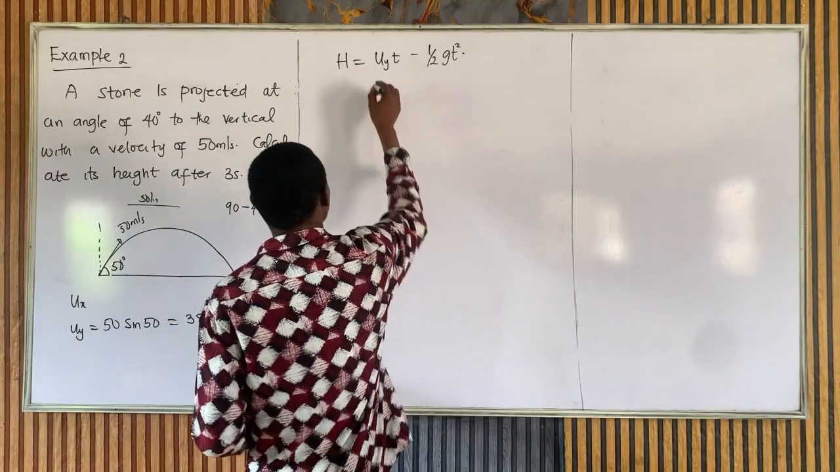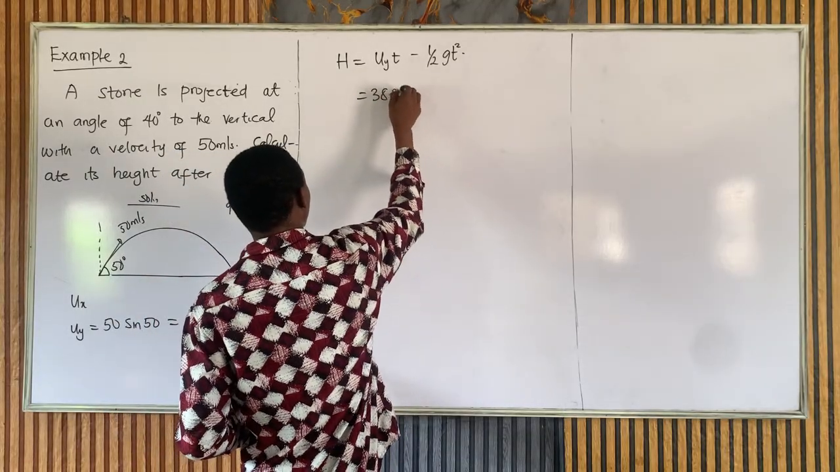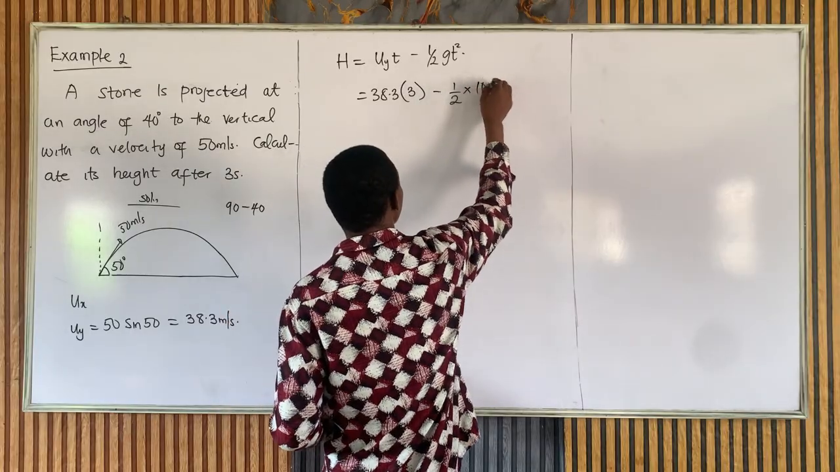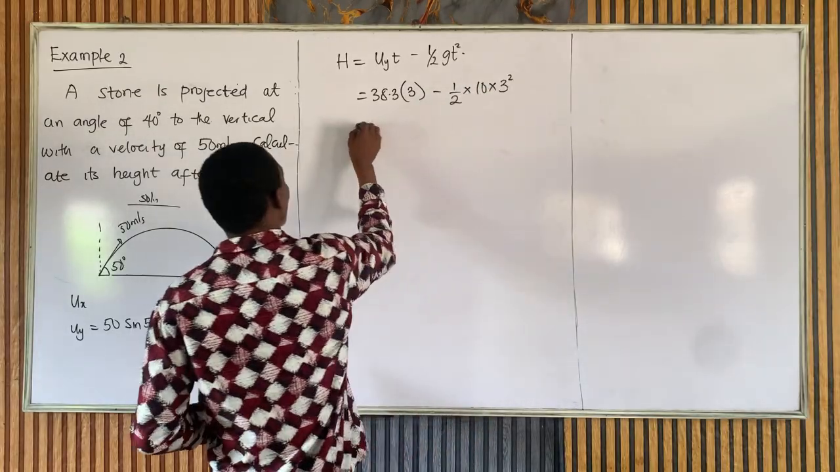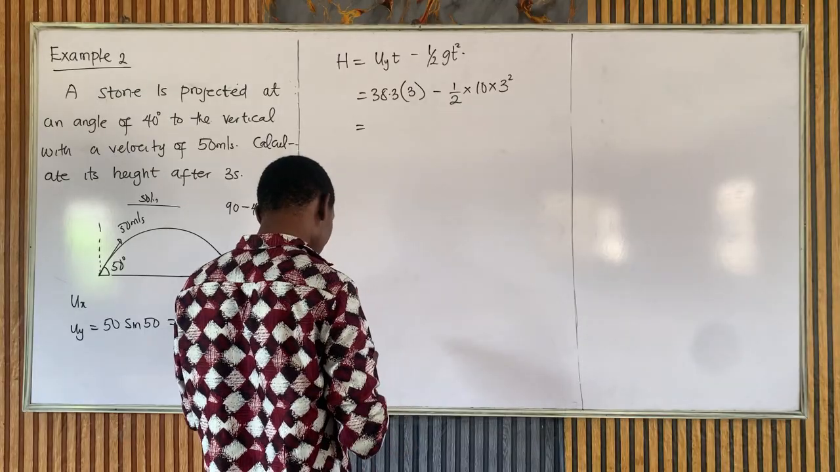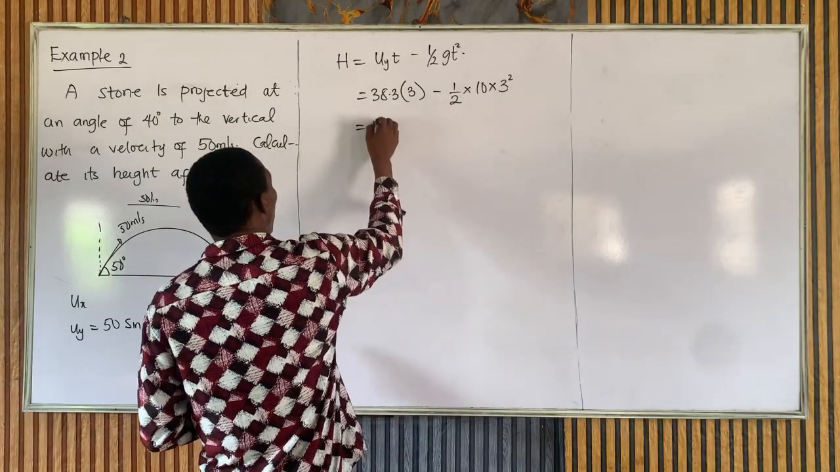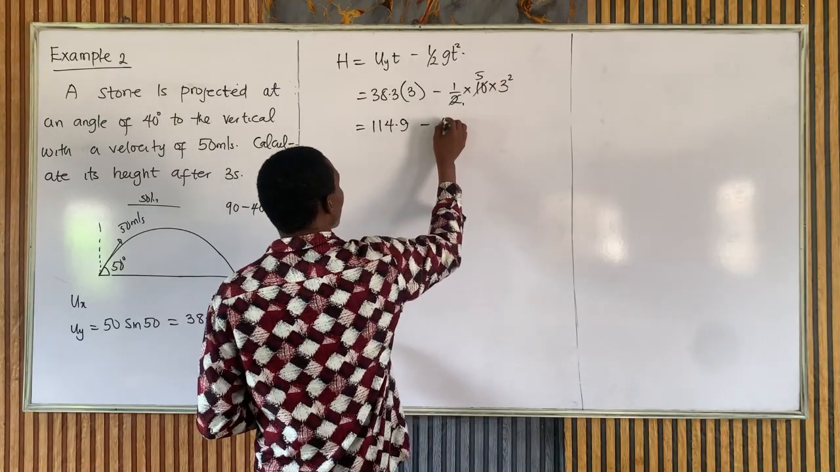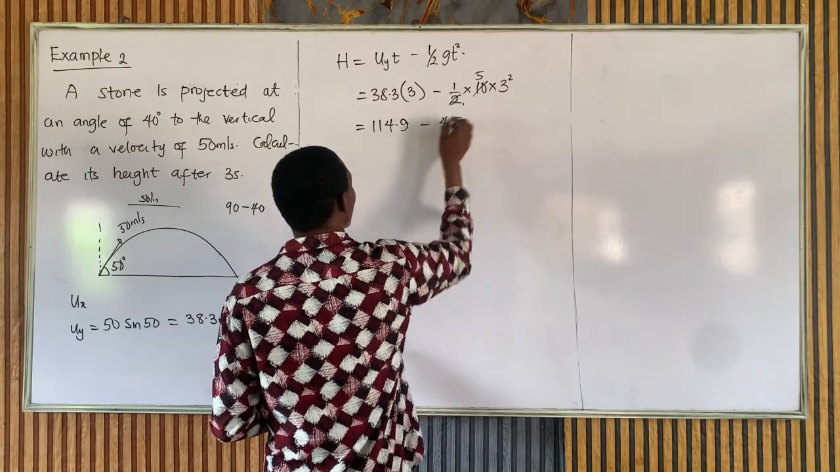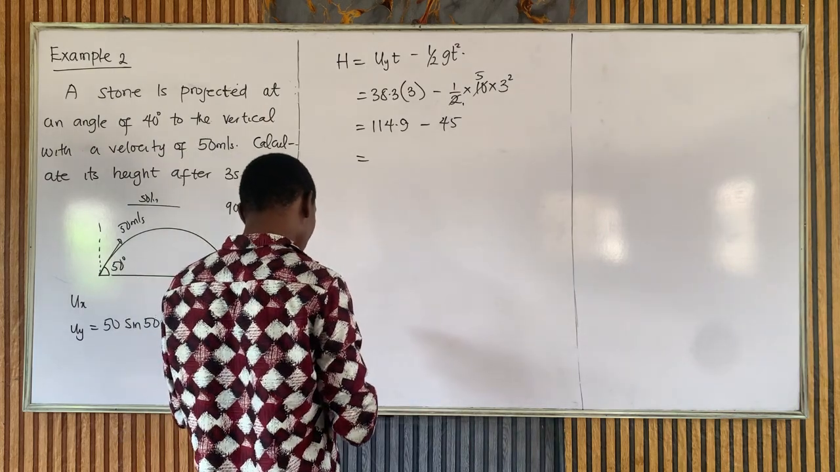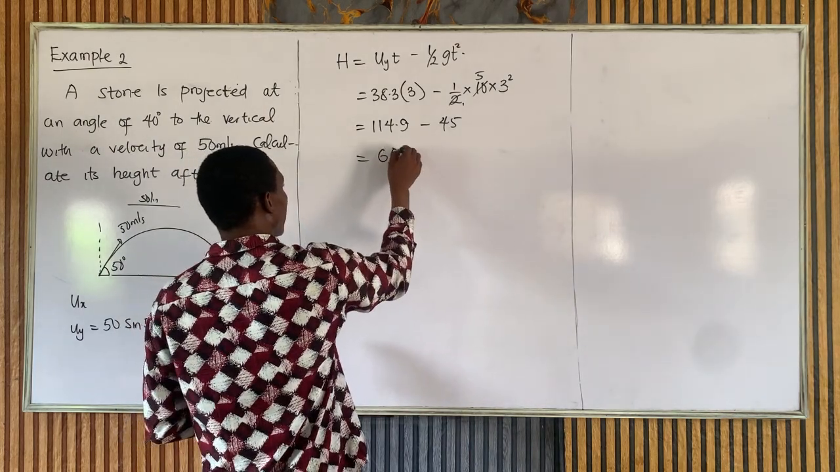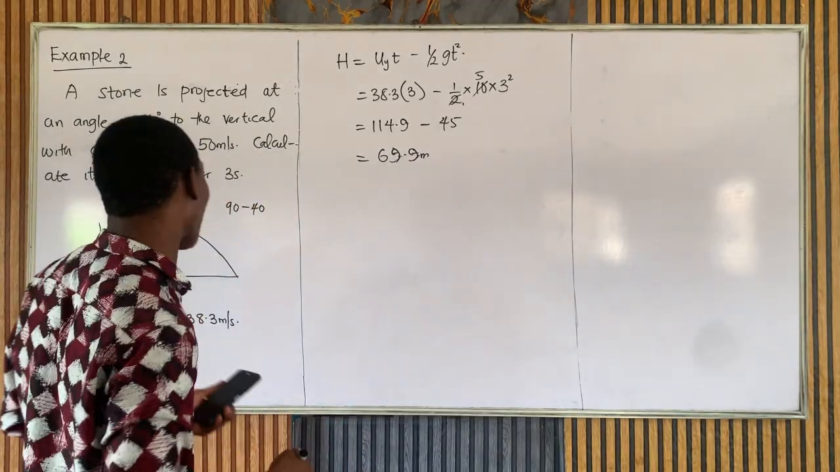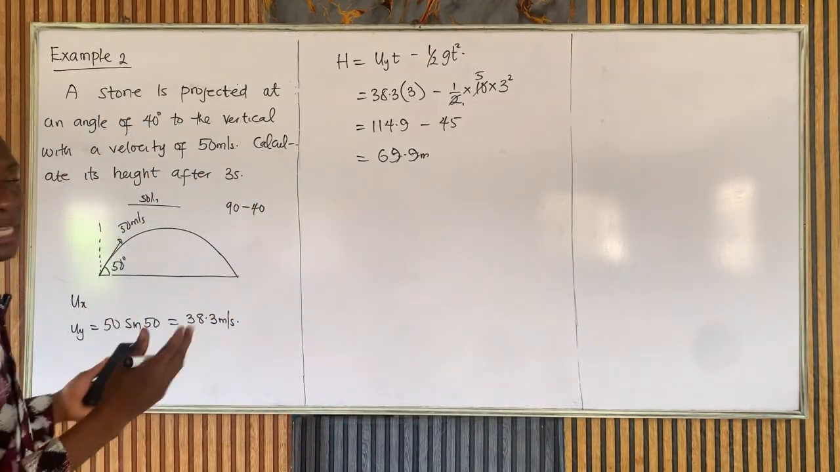What's your uy? We've done that. 38.3 multiplied by the time 3, minus half times g, which is 10, times 3 squared. This will give us 38.3 times 3, which is 114.9, minus half times 10 times 9, 5 times 9, that's 45. So minus 45. This is 69.9 meters. Quite an easy question that we cannot solve with our equations of projectile. And that's what I'm talking about.